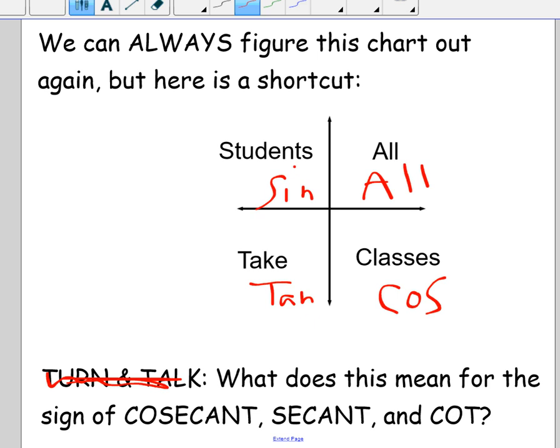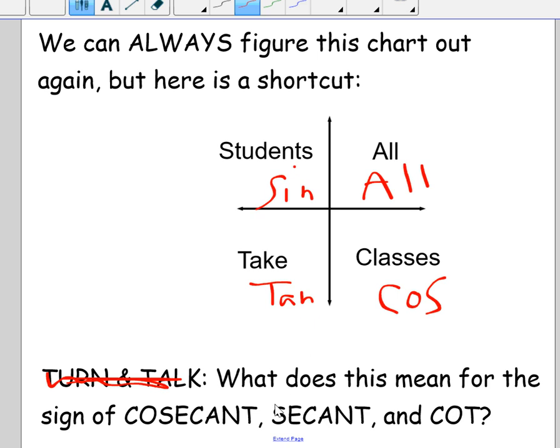Quick note, what does this mean for the sign of cosecant, secant, and cotangent? Remember, those are our 3 reciprocal trig ratios. Sine is opposite over hypotenuse, but cosecant is hypotenuse over opposite. Tangent is opposite over adjacent. Cotangent is adjacent over opposite. And cosine is adjacent over hypotenuse. Secant is hypotenuse over adjacent.